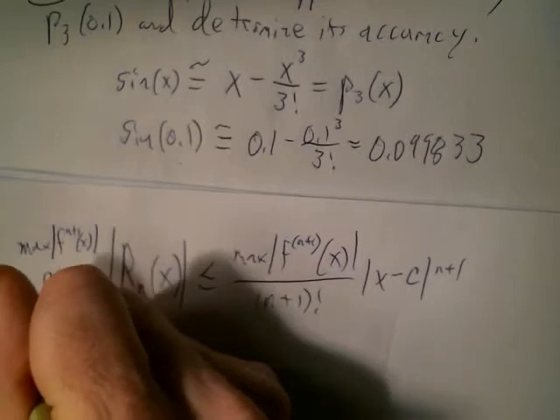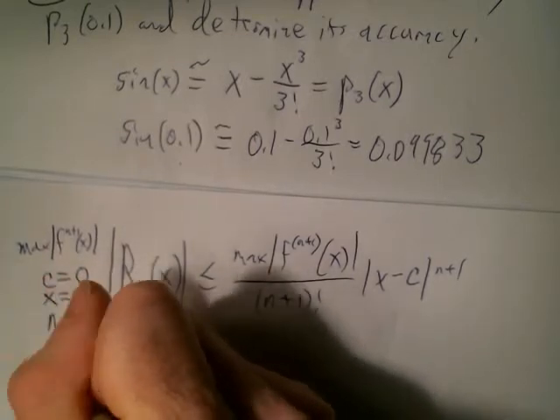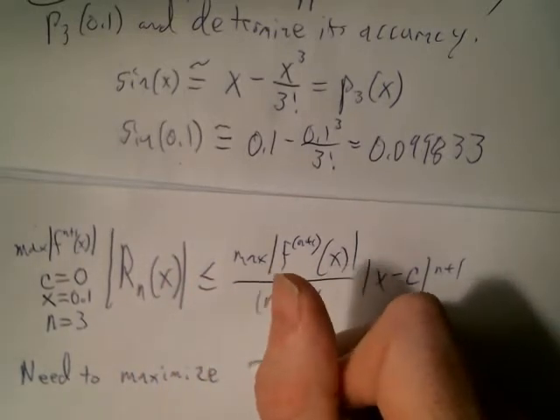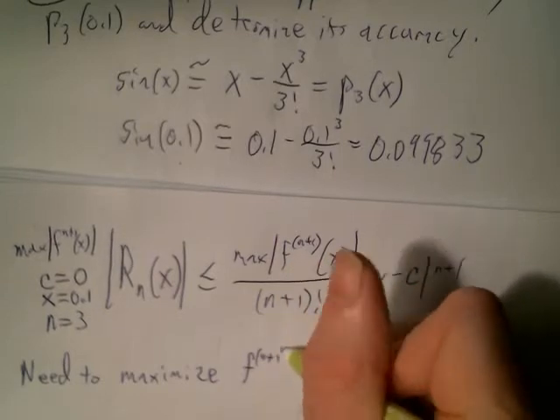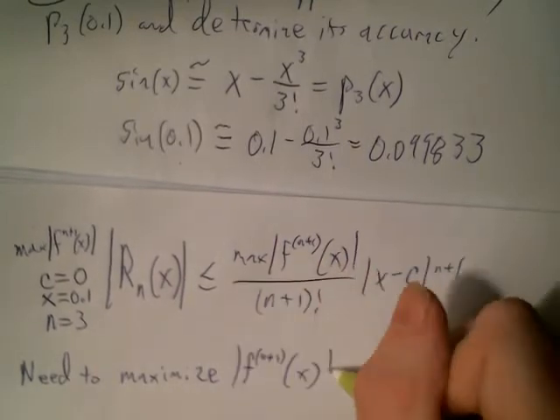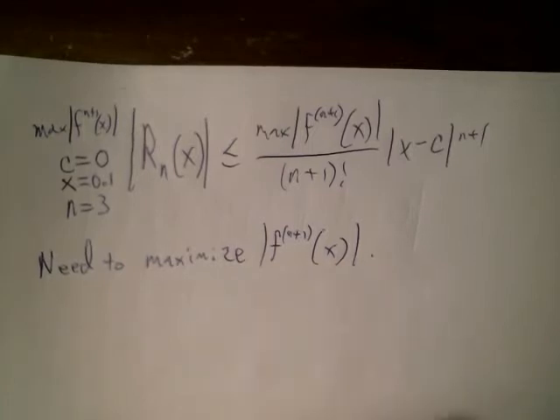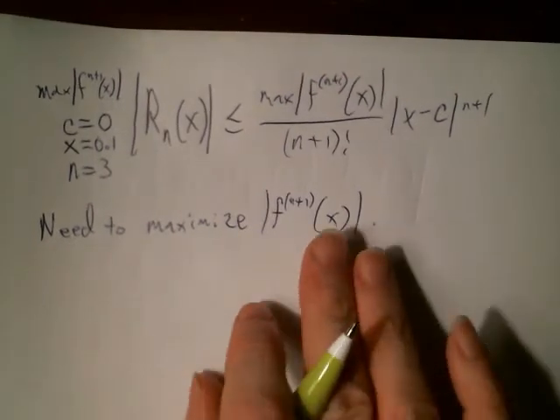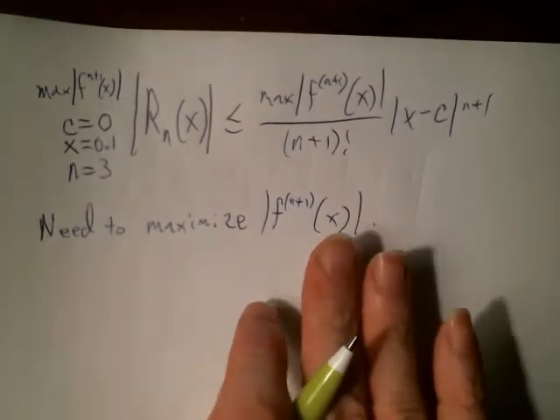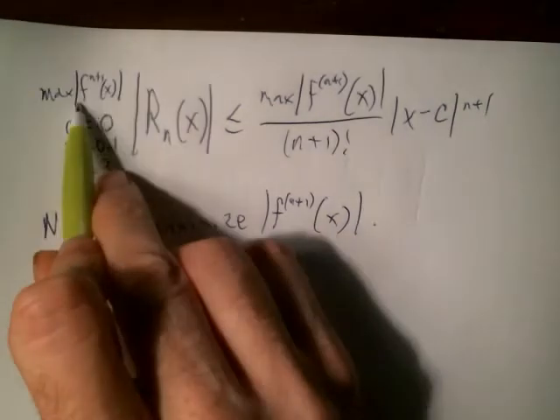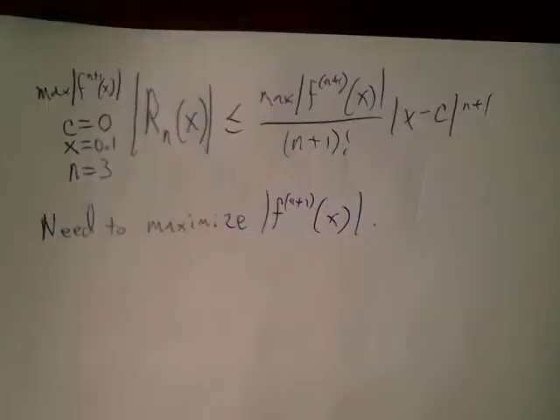I need to maximize the n plus first derivative, in particular the absolute value of that. You could use calculus to do this: basically find what this is, then take its derivative and maximize it on that interval. In Calc 1, one of the first things you learned in the applications of derivatives was to maximize a function on a closed interval. And that's exactly what you're doing here. You're trying to maximize this thing on the interval from 0 to 0.1.